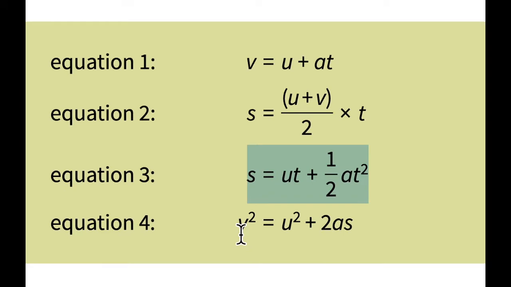The third equation is also calculating for the displacement of an object, which is by taking the product of the original velocity and time and adding that product to this quantity, half of acceleration times the square of time. The last one, equation number 4 here, tells that the square of the final velocity is equal to the sum of the square of initial velocity plus twice the product of the acceleration and the displacement of the object. Let's start our derivation of equation 1.